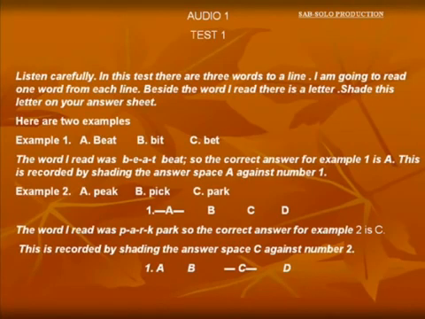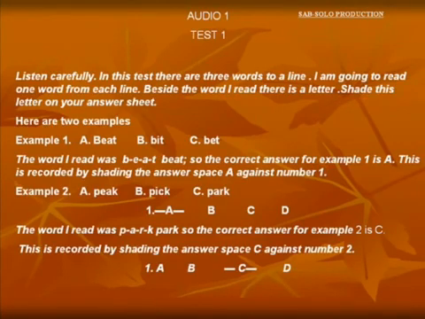Test 1. Listen carefully. In this test, there are 3 words to a line. I'm going to read one word from each line. Beside the word I read, there is a letter. Shade this letter on your answer sheet.